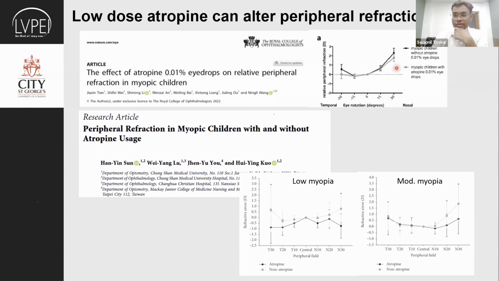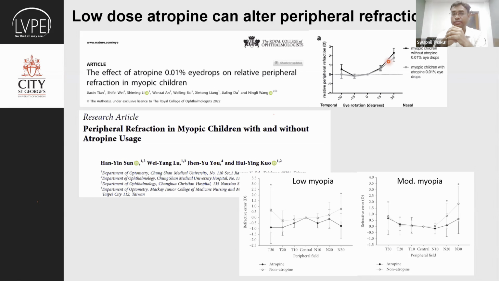If you follow the gray line, which is myopic children who were prescribed atropine 0.01%, the relative peripheral hyperopia was a bit less compared to the myopic children without the atropine 0.01% eye drops. So this was one of the first pieces of evidence to indicate that not only optical treatment, but also pharmaceutical myopia control strategy could alter the relative peripheral refraction.